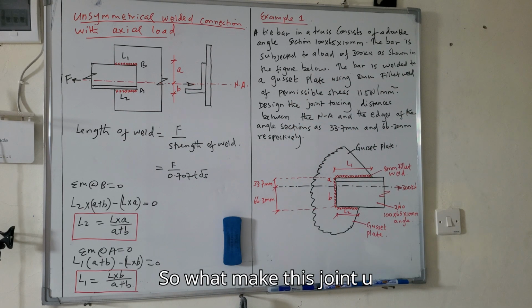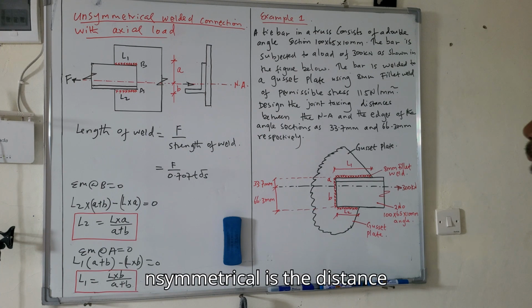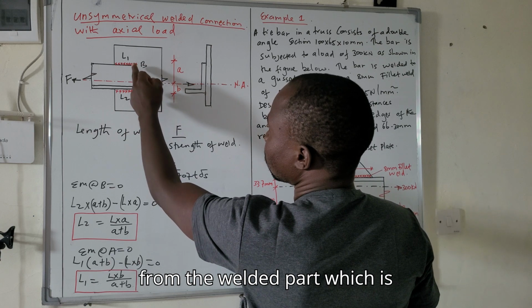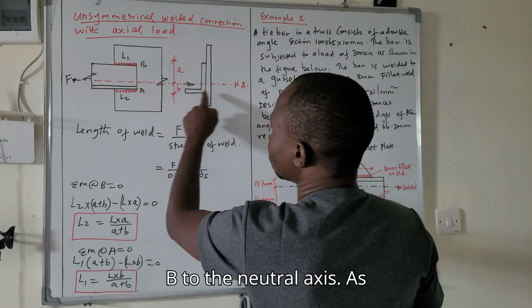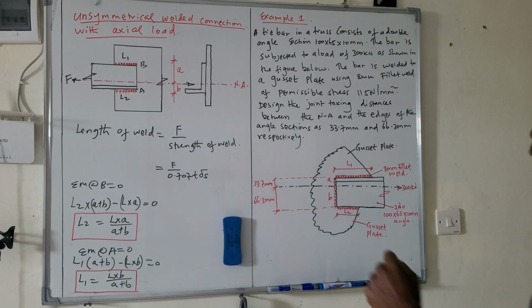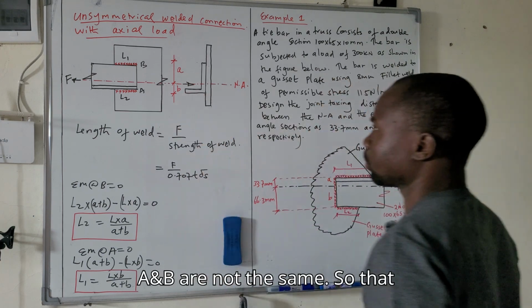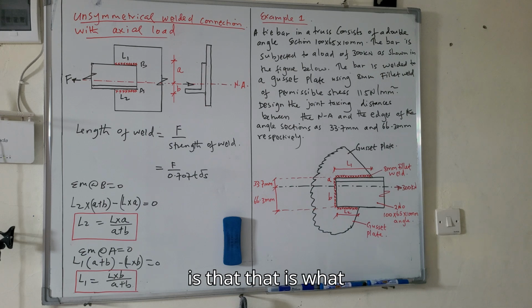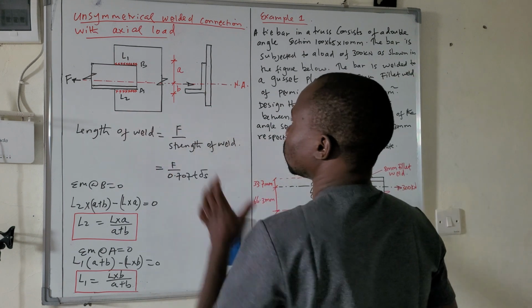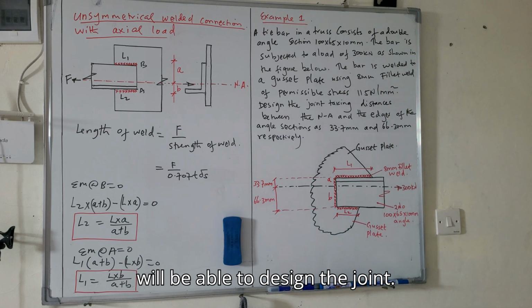What makes this joint unsymmetrical is the distance from the welded part, which is B, to the neutral axis. As you can see, these distances A and B are not the same. That is what makes this joint unsymmetrical. Under this, we will be able to design the joint.